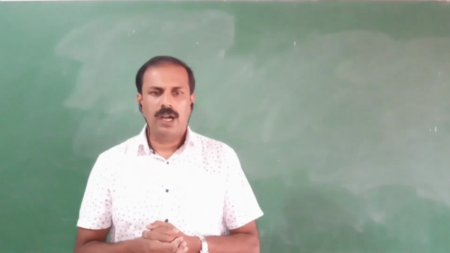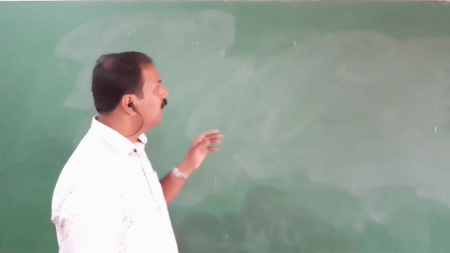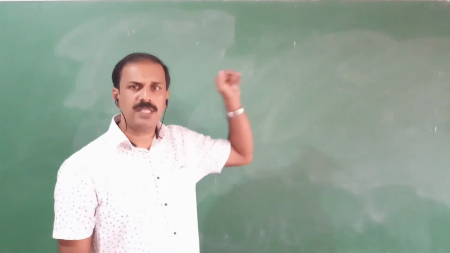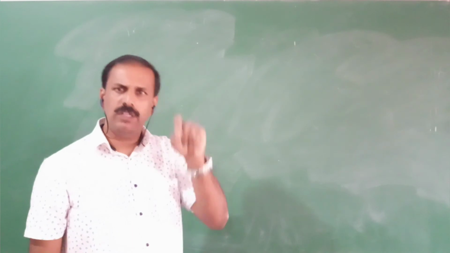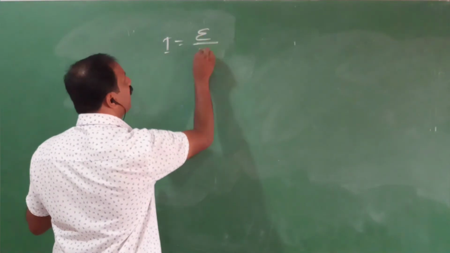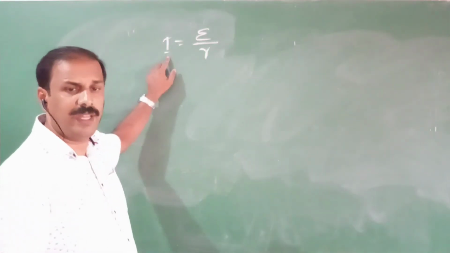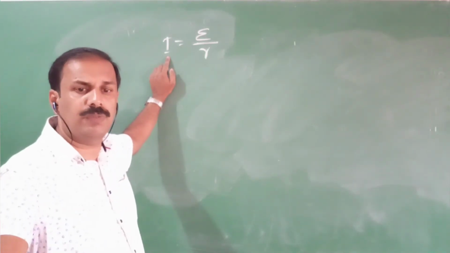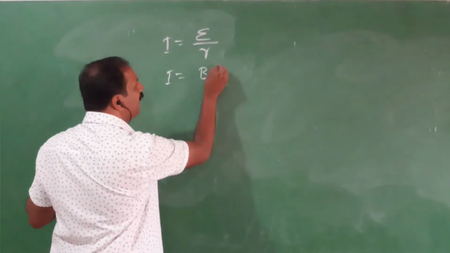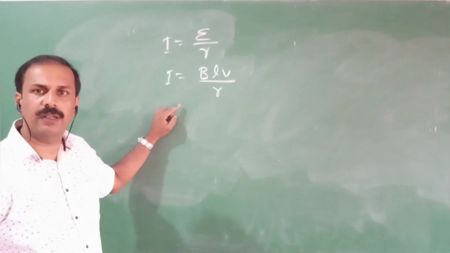For that, we will first consider the current. When the conductor is moving in the magnetic field, it produces a current. There is an EMF and there will be some resistance R for the conductor. So the current I is given by E by R, where E is the EMF produced and R is the resistance of the conductor. Already we have the equation for EMF, BLV, so we can write I as BLV by R.